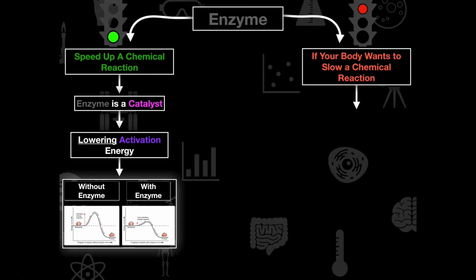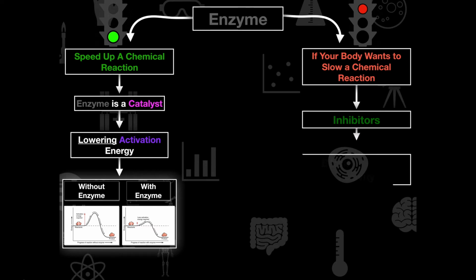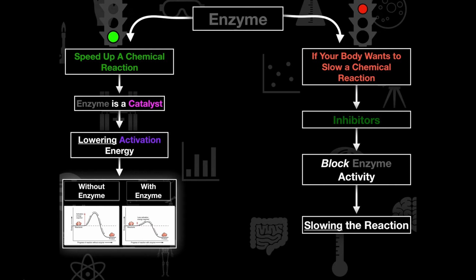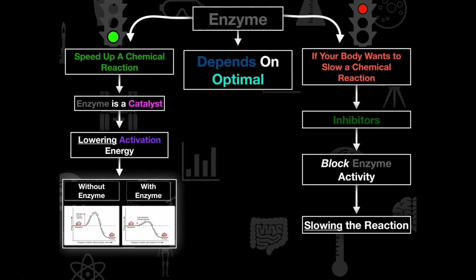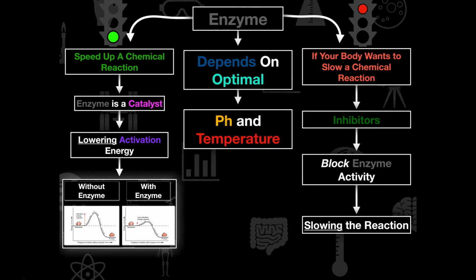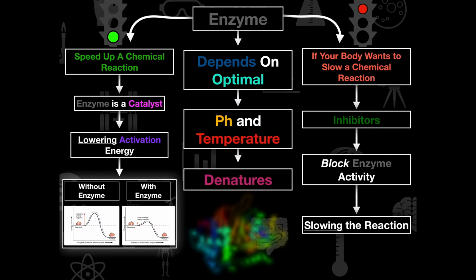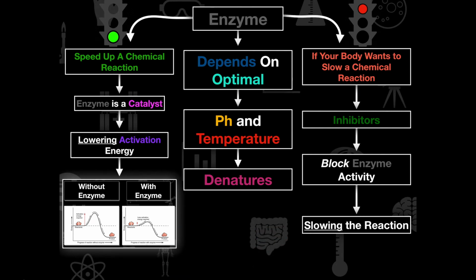Now, if we want to slow a chemical reaction, enzymes will have inhibitors which are released by the body that block enzyme activity. They're going to slow the reaction because the enzymes will not be able to take in the substrate. Now, enzymes depend on optimal conditions, optimal pH, optimal temperature. Without those, the enzymes will denature. When an enzyme denatures, that's going to be problematic because you can no longer maintain homeostasis, and you can no longer get the necessary chemical reactions that you need for your body.